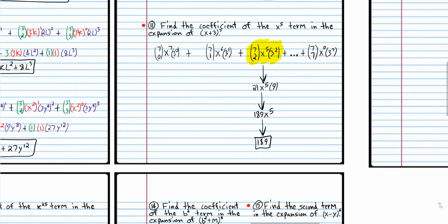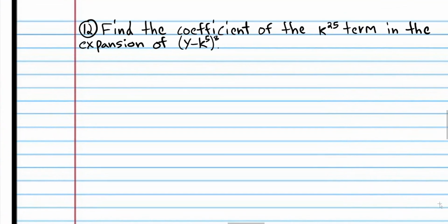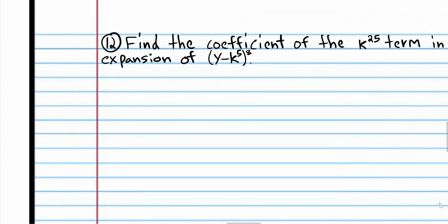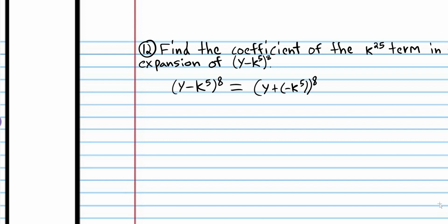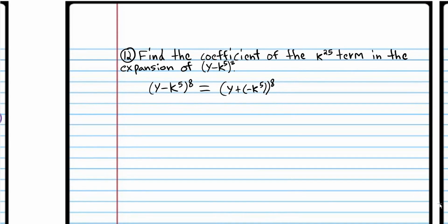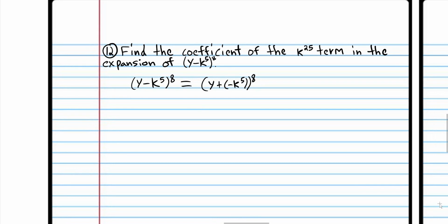So let's try another one of those. Now here we have subtraction, so before we do anything, I'm going to rewrite this expression as y plus negative k to the 5th, raised to the 8. So it looks like it's going to be better for us to start at the right. So we're going to write the last term first.